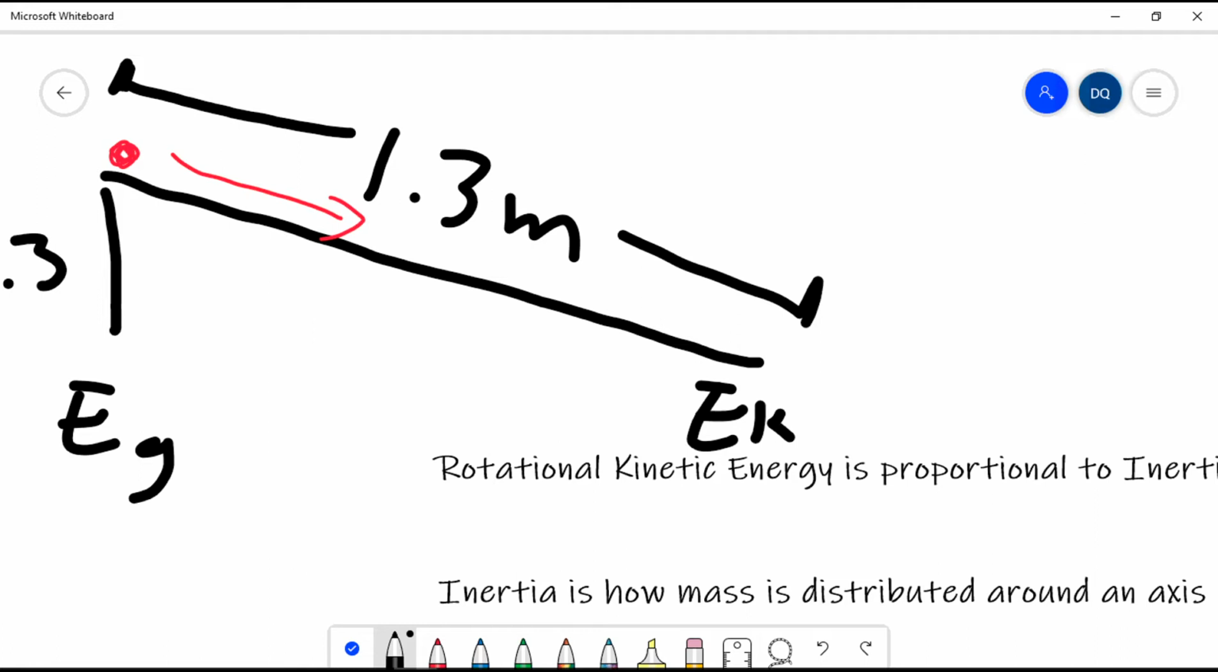Now that kinetic energy is the energy associated with the mass that is moving. However, imagine a rolling body. A rolling body is moving not just in a line, but it's also spinning. So we have to account for both of those forms of motion when we keep track of all of the energy in the system.